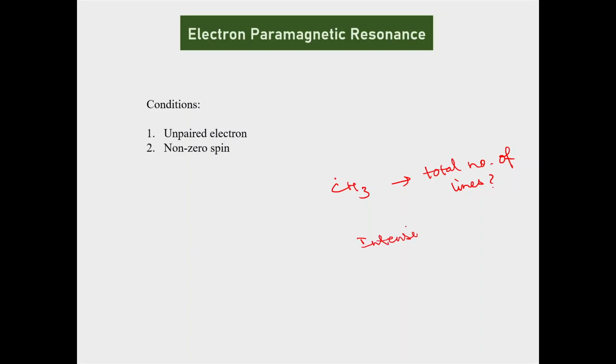So for any molecule to be EPR active, first of all, what is EPR? EPR means electron paramagnetic resonance. So the condition for being EPR active is that there should be at least one unpaired electron present in that molecule, and the spin value should not be equal to zero. Okay, so these are the conditions for being EPR active.